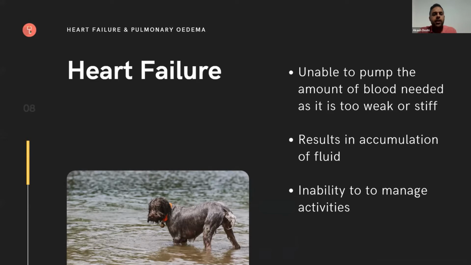Heart failure itself is the inability of the heart pump to pump around the amount of blood needed. It's either a bit too weak and therefore can't pump the blood out, or it's a bit too stiff, which again means that it can't pump the blood out. As a result of that, it results in the accumulation of fluid around the body. And that fluid can be distributed either in the legs or in the heart, depending on what part of the heart's not working. If it's the blood going into the left ventricle, then it's everything before the left ventricle. If it's the blood going into the right ventricle, then it's everything before that.